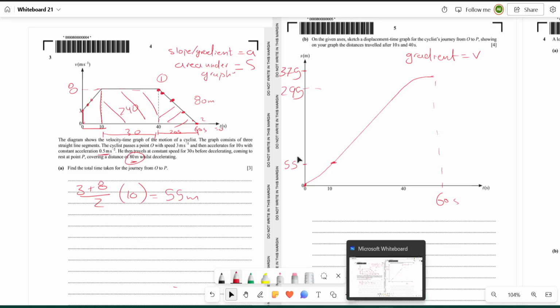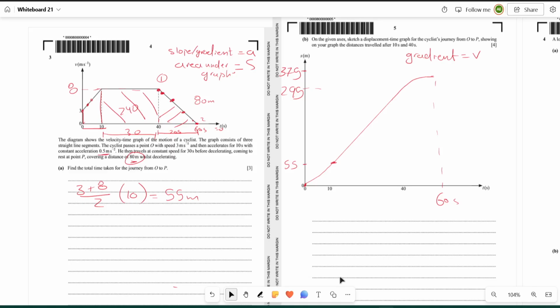Please, you always have to make sure of how much you understand the graphs.